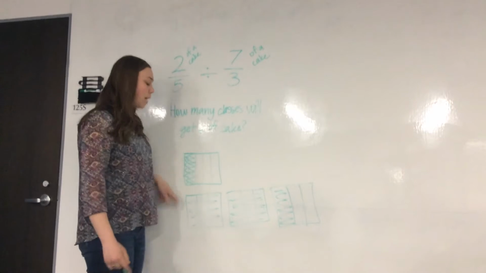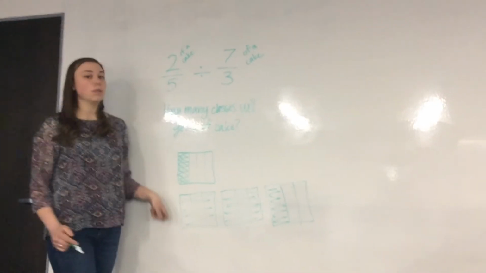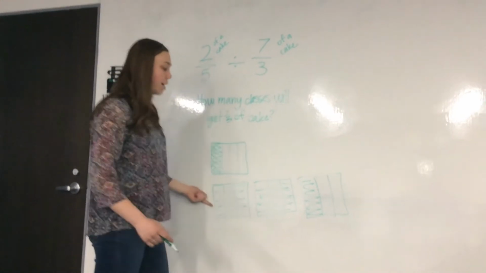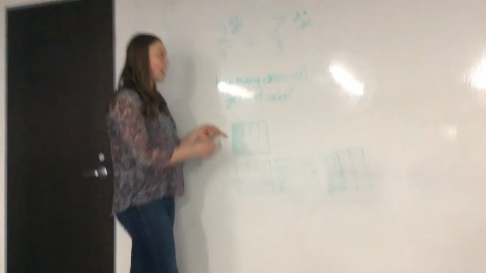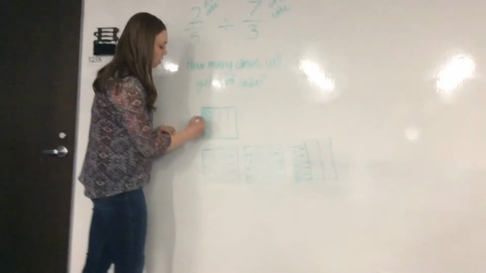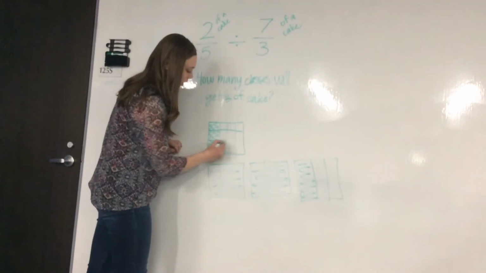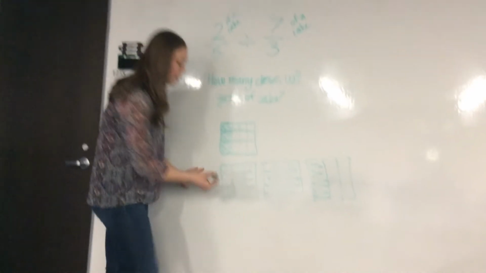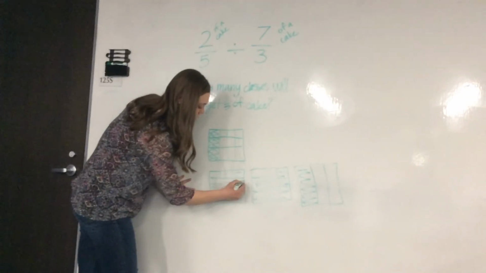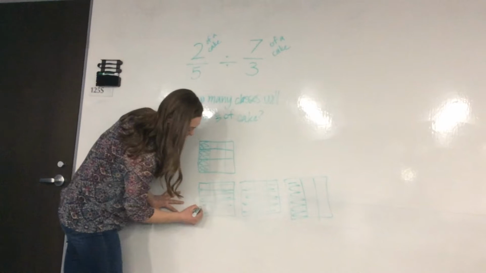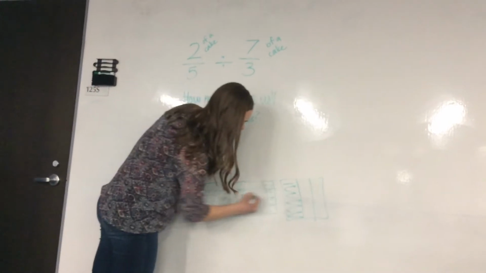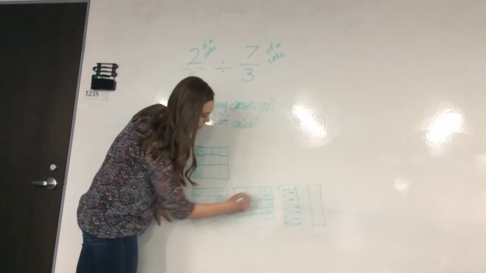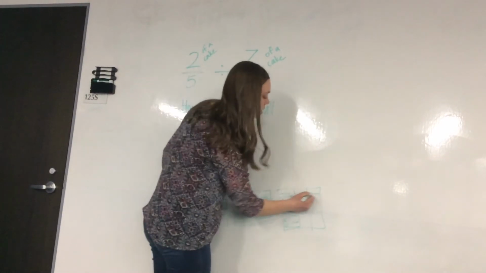So next I want to make these pieces equal sized. Because we split these cakes into thirds, I'm also going to split the cake that we split into fifths into thirds. I do that by drawing the lines this way. And because these cakes were split into thirds, I'm going to split them into fifths. Again, this is so we have equal sized pieces and an equal number of pieces in each cake.